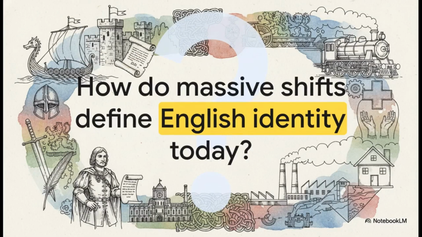Which brings us right to now. Think about it, from invited mercenaries to the heptarchy, from the Doomsday Book all the way to the Bill of Rights, and from steam engines to the welfare state. So, how do the echoes of these massive historical shifts still define English identity today? I'd really encourage you to reflect on how these 1,500 years of continuous reinvention aren't just some distant history, but the living, breathing foundation of the country today.